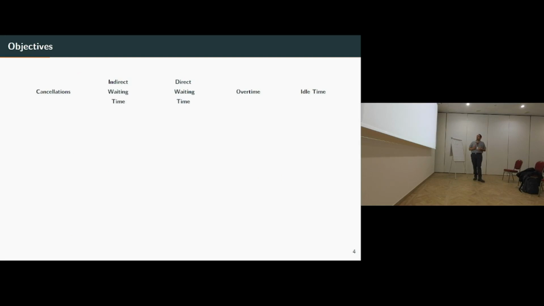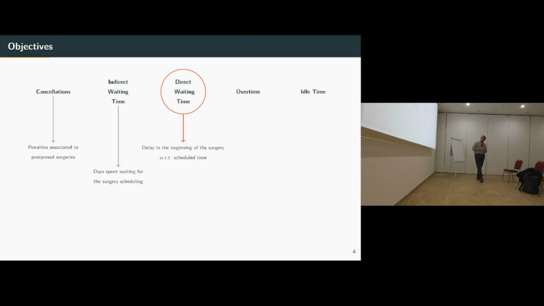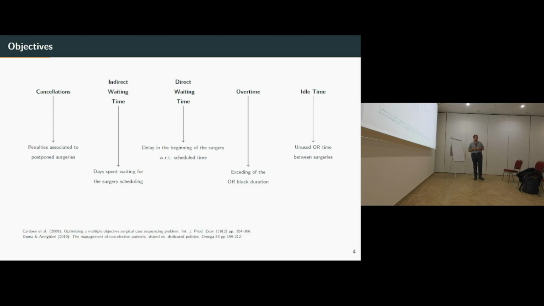We deal with 5 different kinds of objectives: cancellations, the penalties associated to postponed surgeries; indirect waiting time, that we also call scheduling costs; direct waiting time; and then costs over time, so costs that deal with hospital overtime and idle time. Why these ones? Because a strong trade-off has been shown between these objectives.